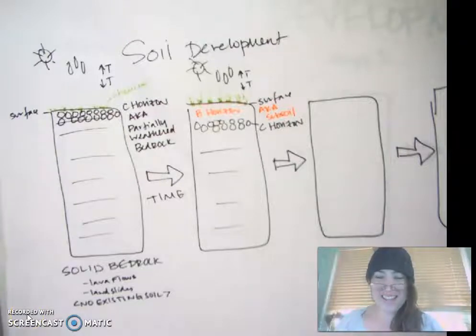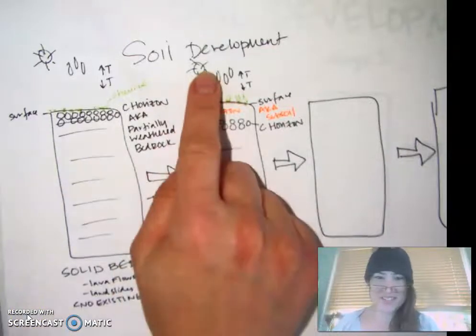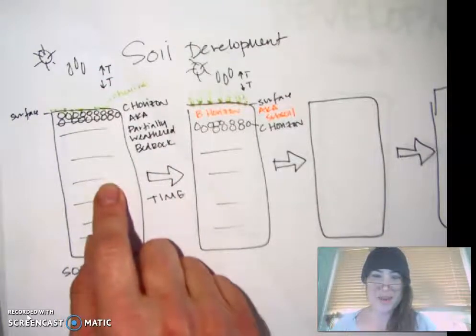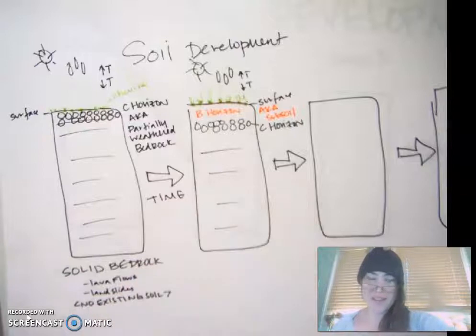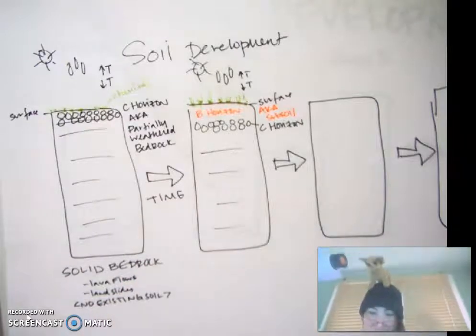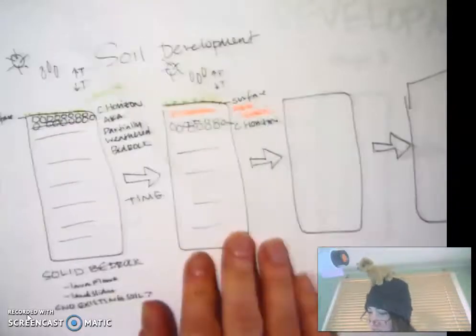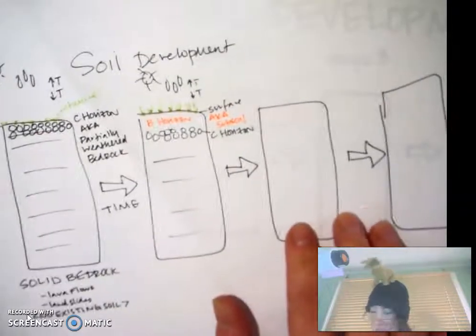Hey everybody! Yesterday we talked about soil development. We talked about the development of C horizon, or partially weathered bedrock, and we also talked about B horizon, which is also known as subsoils. So today we're going to continue to talk about soil development.